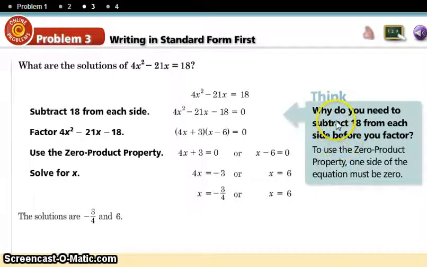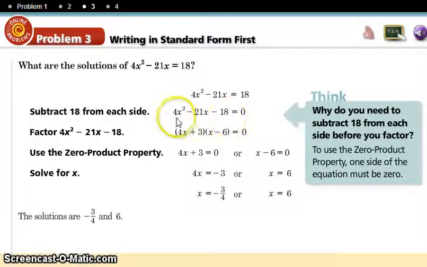So think about this. Why do you need to subtract 18 from each side before you factor? It's simply stated here, you have to have 0 on one side of your equation to use the zero product property. So if I subtract 18, I get a 0. So this is in standard form, 4x squared minus 21x minus 18 equals 0. And then solve this by factoring.